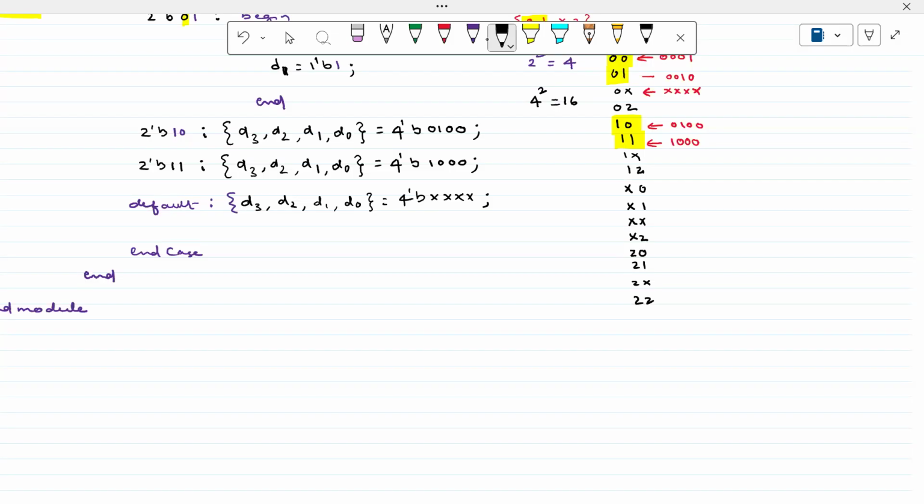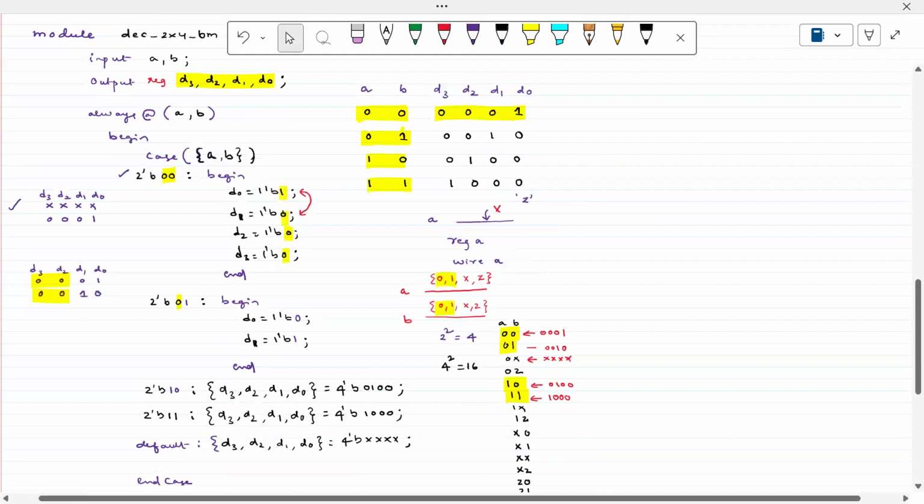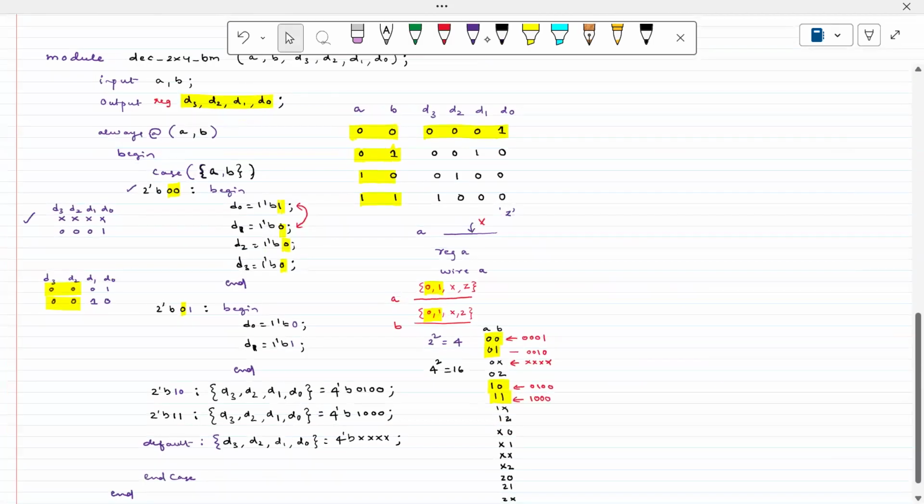So this is how we have to write the case statement. Hopefully, you can see every detailed piece of information from here. If you're using the case statement, definitely you have to write the default. If you're using the if else statement instead, you're not worried about it.